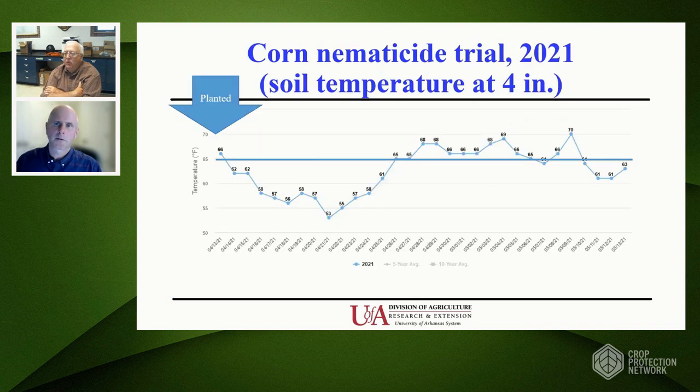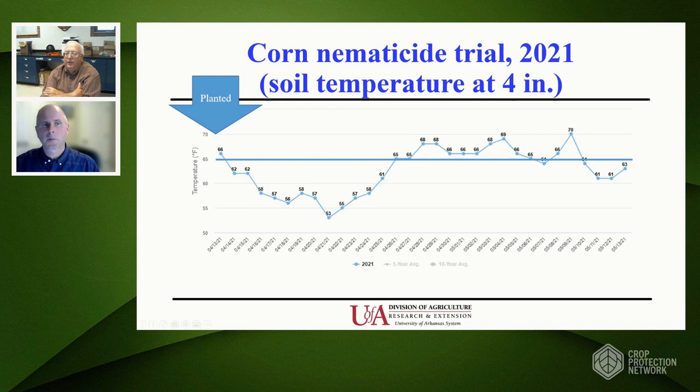I mentioned earlier in this presentation about soil temperatures. This field has a good population of stubby root. And this is typical of what happens. This line is really kind of the infection threshold for the southern root knot nematode at 65 degrees, according to some of the reports. So that's where the blue line is.